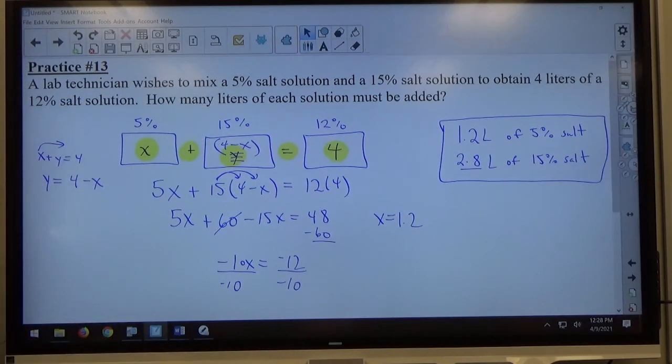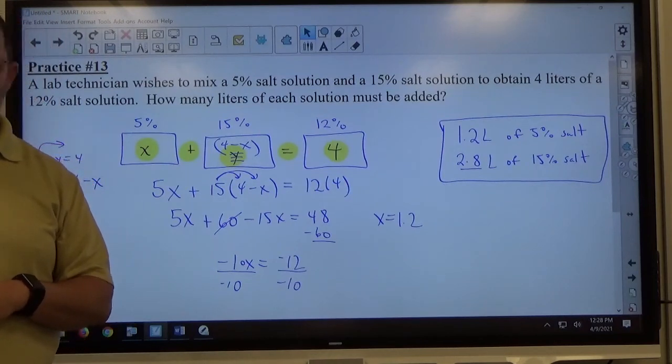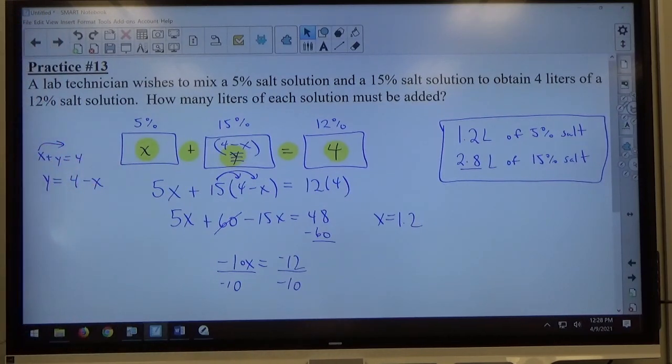A lot of times they'll do saline solutions. They might do iodine solutions. It could be like an alcohol solution. Pharmacists a lot of times get like antiseptic alcohol stuff, right? So anyway, that's what that is. And again, that's the easiest way to do those problems.